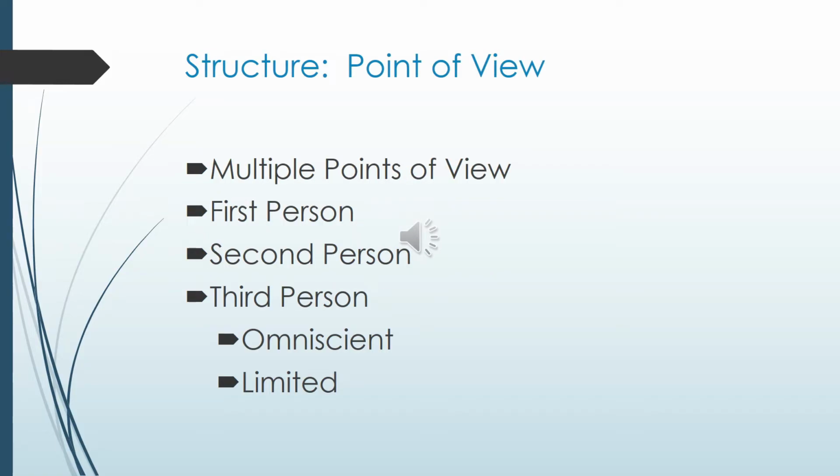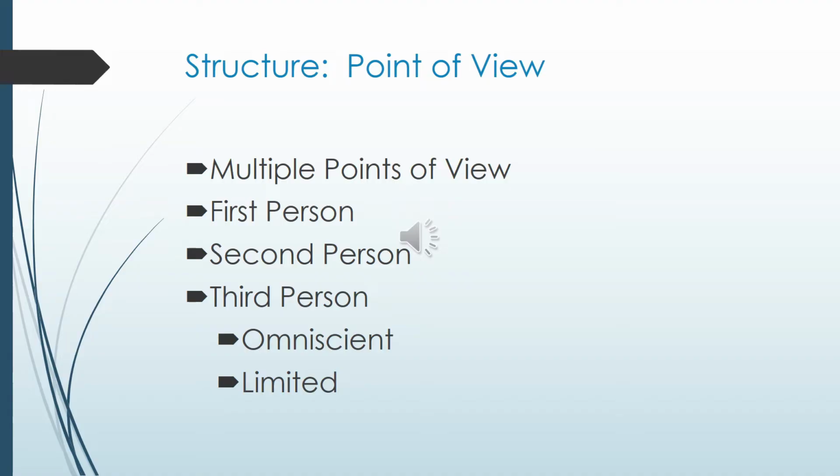A story can be told from multiple points of view, and we see this quite often in one chapter is told by one character, the next chapter is told by another character. That's multiple points of view. A story can also be told in first person. That's where the narrator goes ahead and includes himself in the story. It might even be a character in the story. He uses words like I, or we, or us, or me when he is narrating the story.